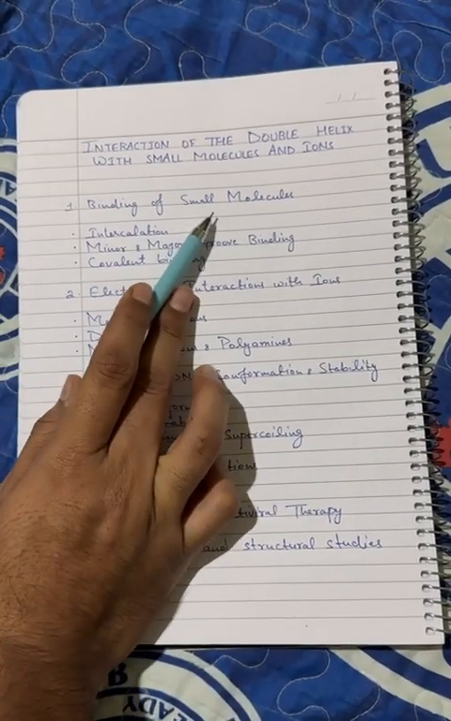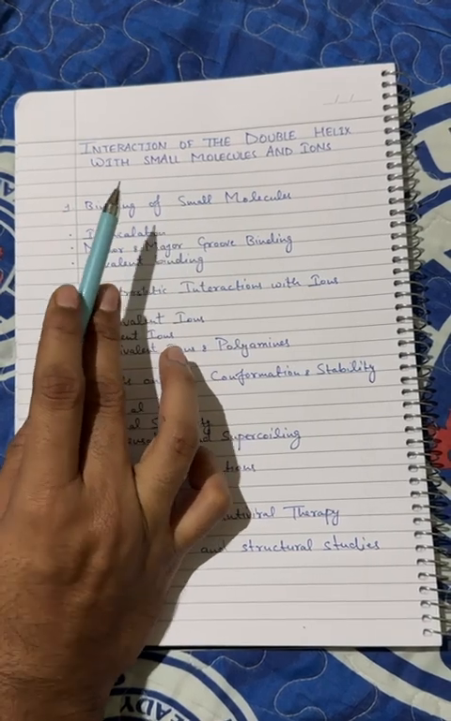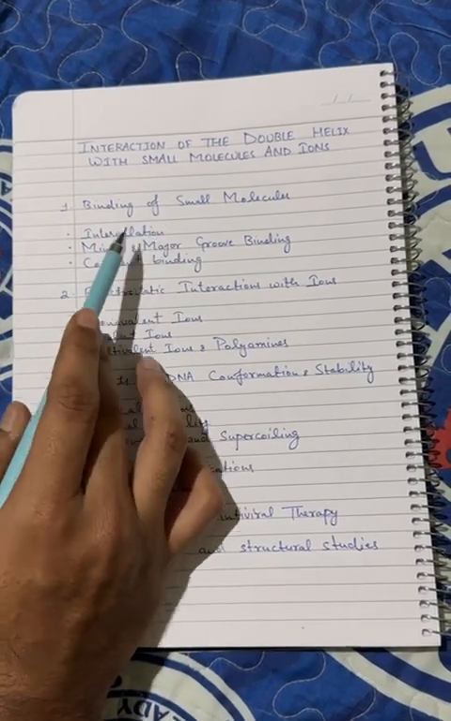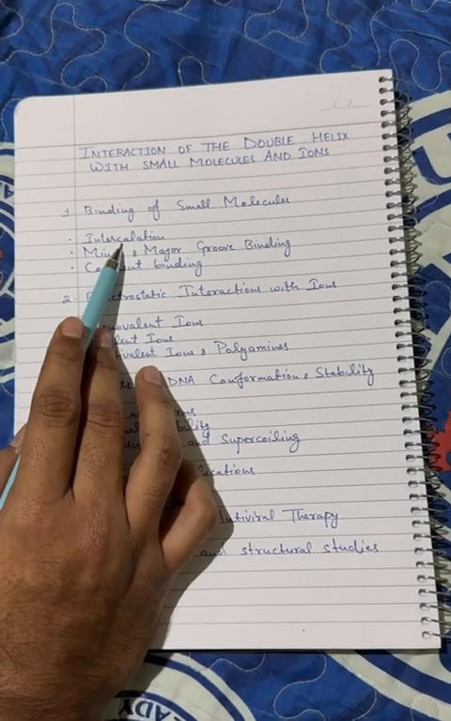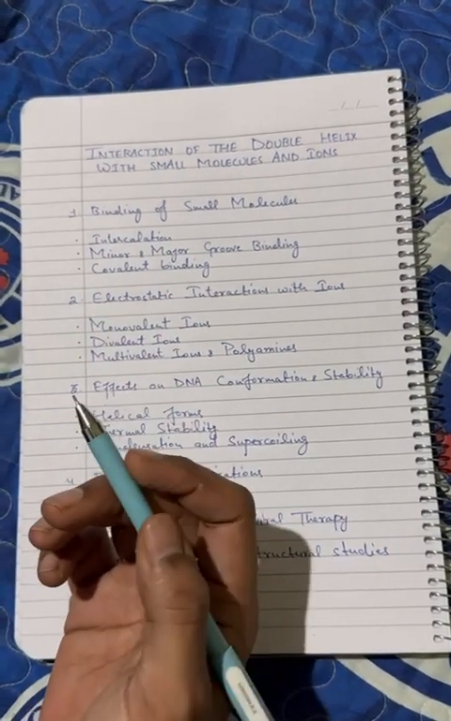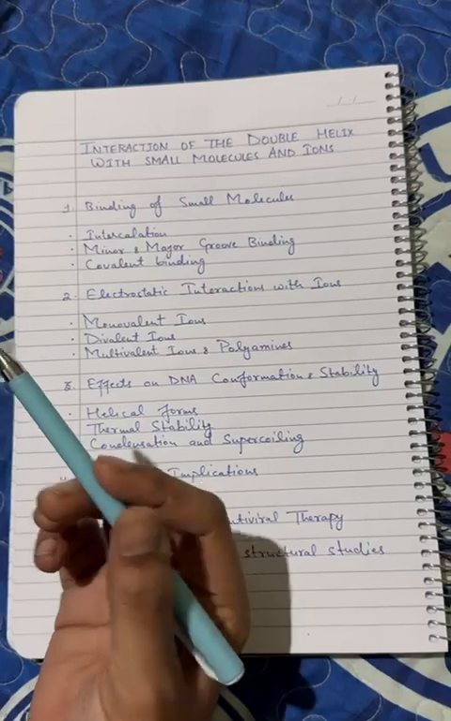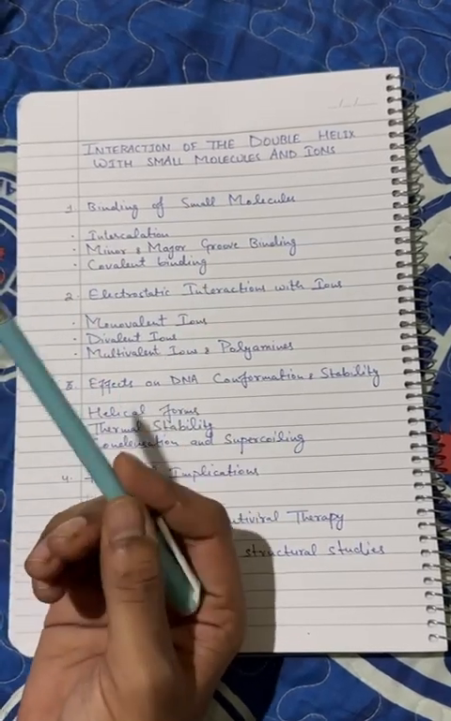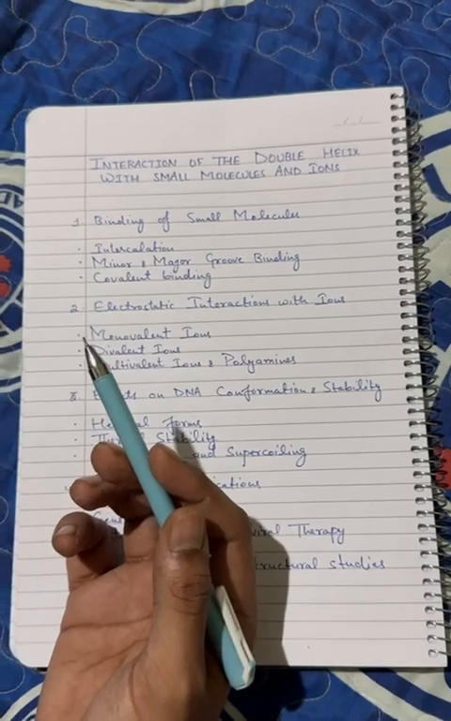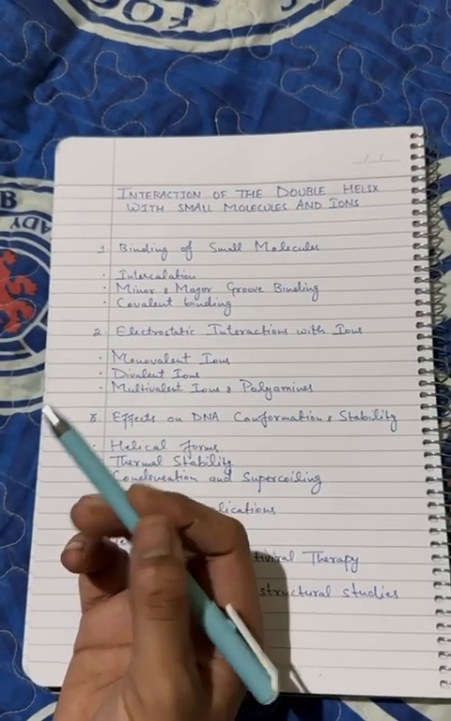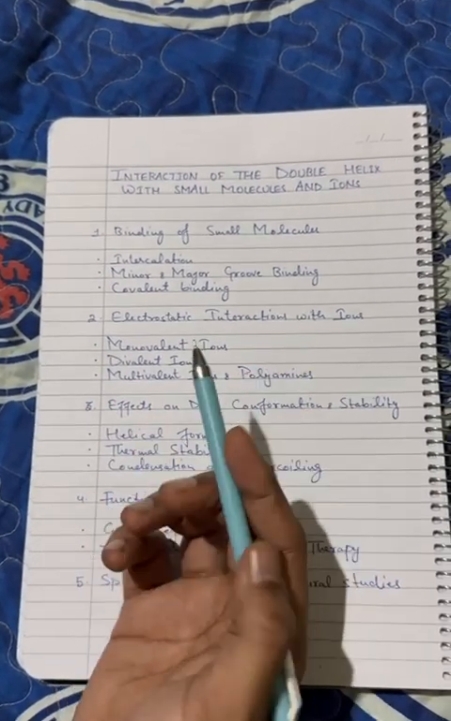Binding of small molecules. Small molecules can bind to DNA through several mechanisms. The first is intercalation. Molecules like ethidium bromide, doxorubicin, and other planar aromatic compounds slide between base pairs in the DNA helix. This intercalation distorts the DNA structure, which can impact processes like transcription and replication.